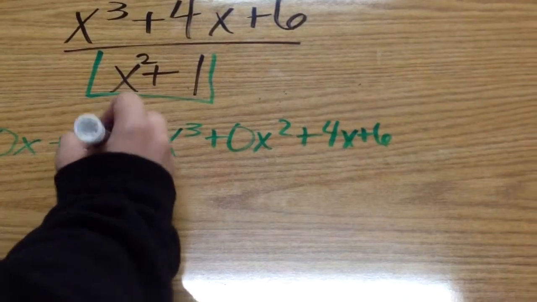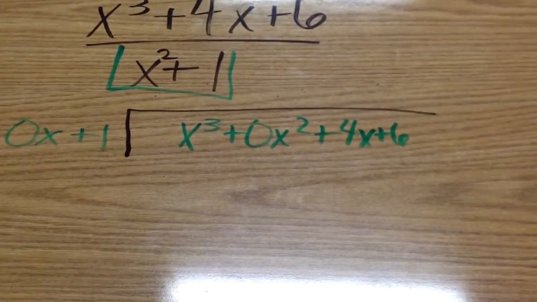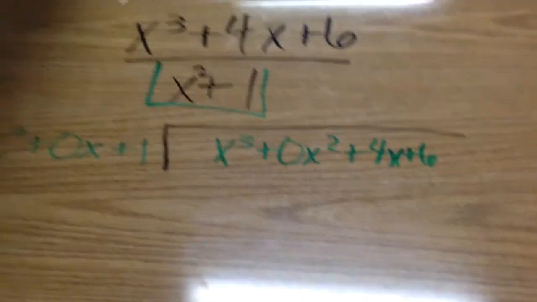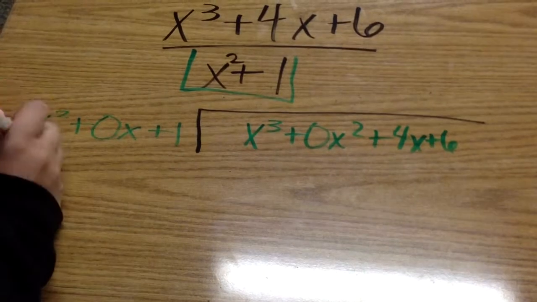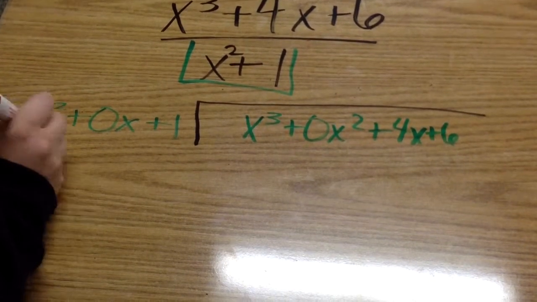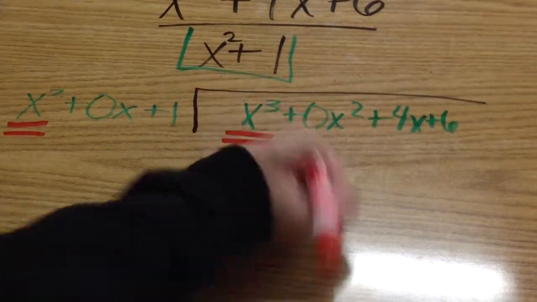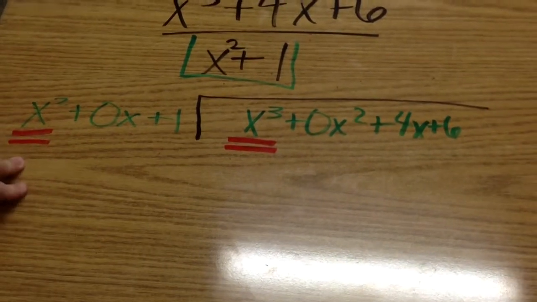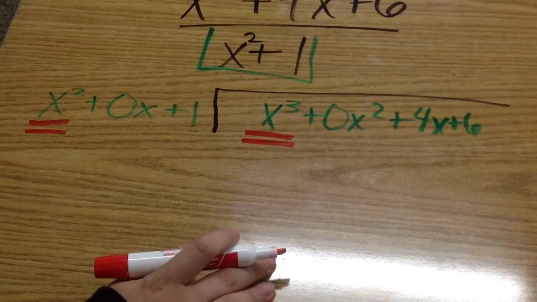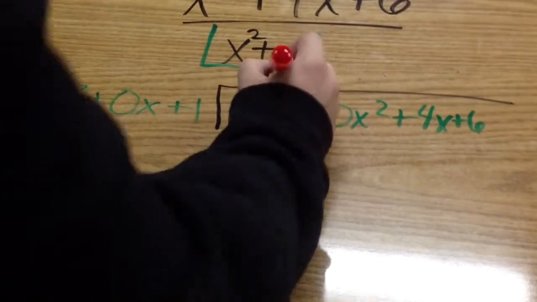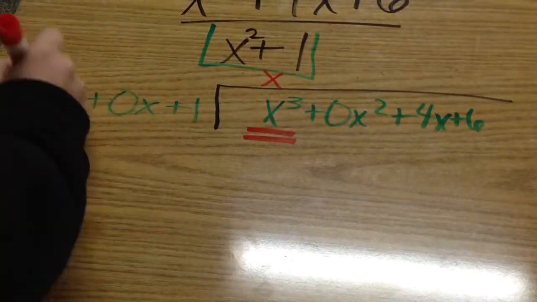And don't forget your division house. This is very important. And in long division, we're trying to see what we can do to x squared for it to equal x cubed. And the only way we can do that is by multiplying it by another x. So this will be on top.